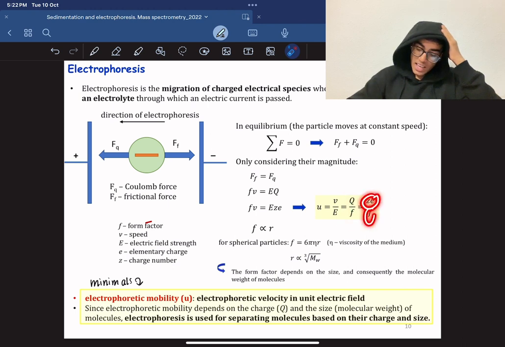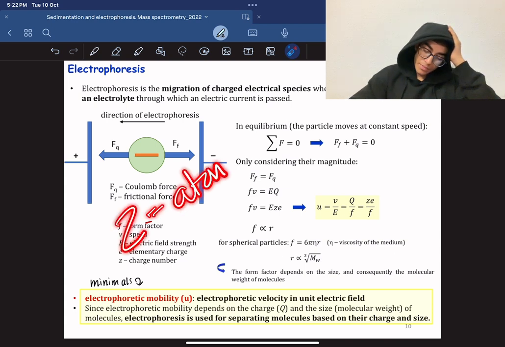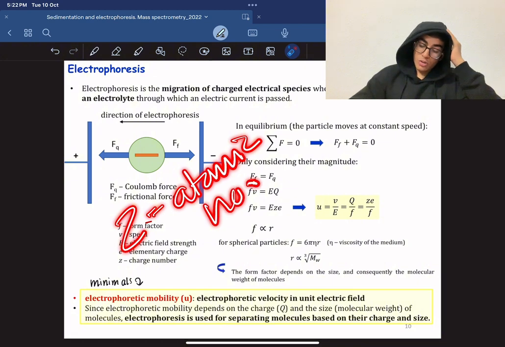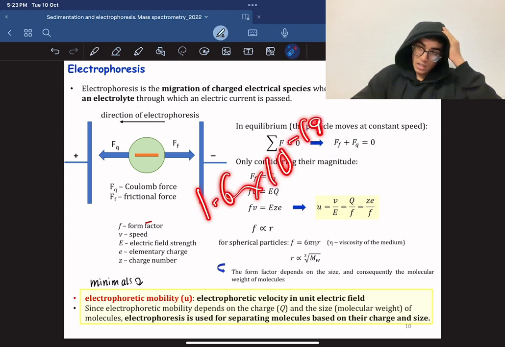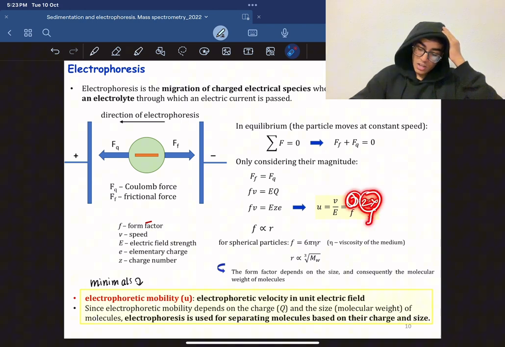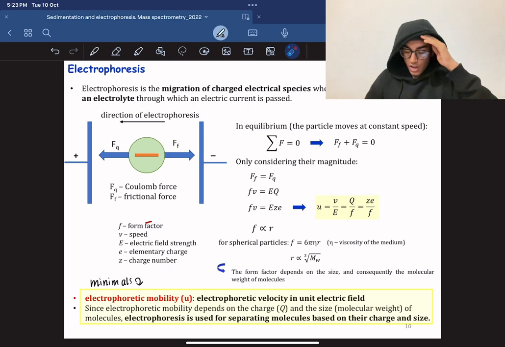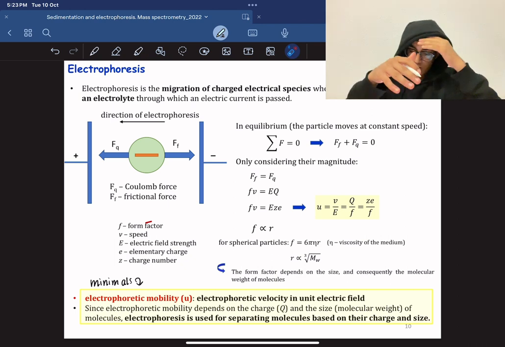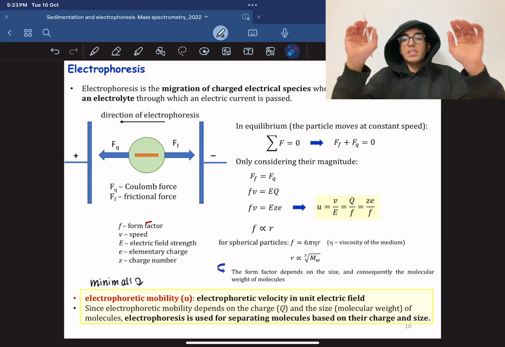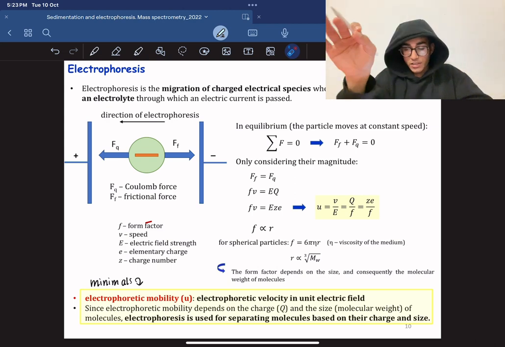And over here it says ZEF. Now y'all will be confused, but Z is basically atomic number. With the atomic number, you get to know how many electrons are there. And once you know the number of electrons, you just multiply Z into E minus, that's the charge. I think it's 1.6 into 10 raised to minus 19. You multiply that too, so you get the charge. And then F remains the same. So, electrophoresis basically separates out the particles, the macromolecules, on the basis of size and charge.